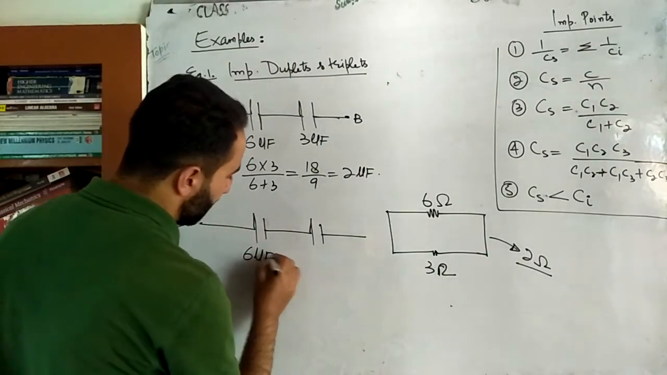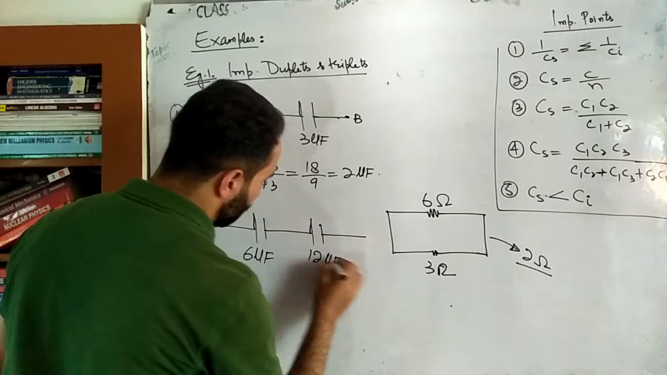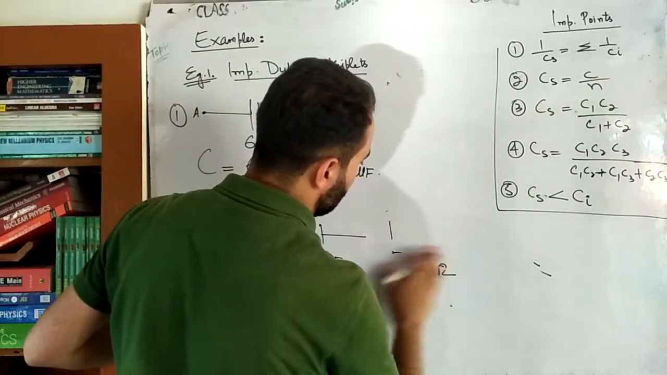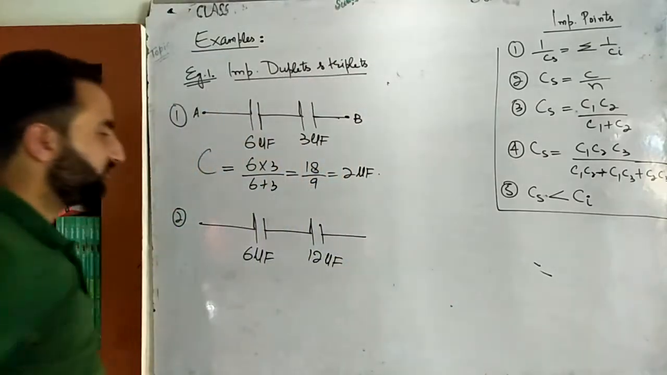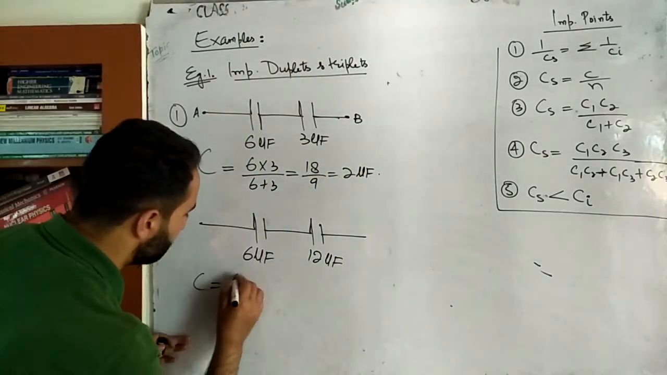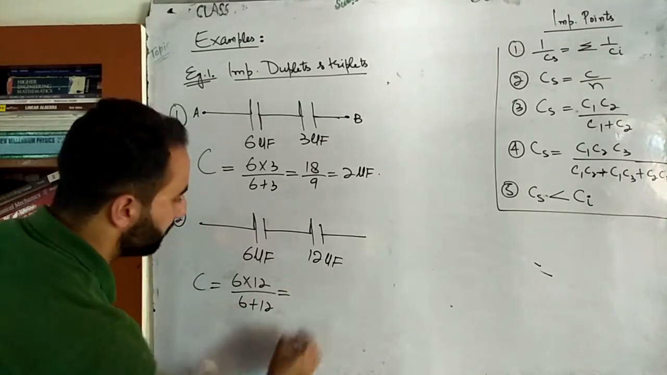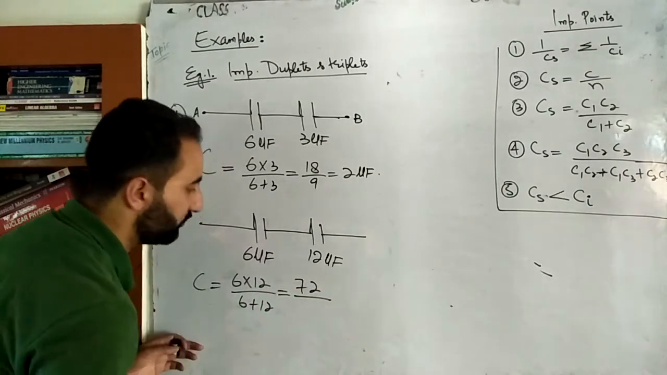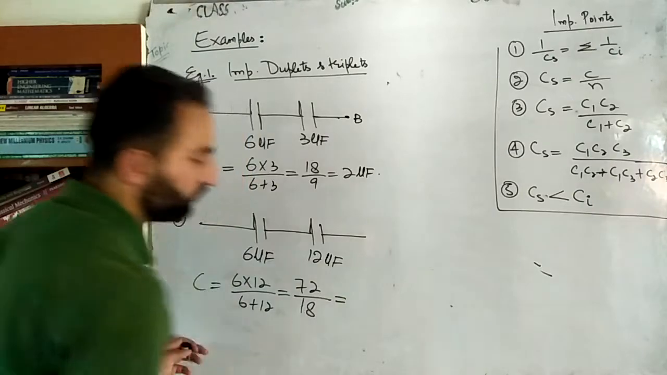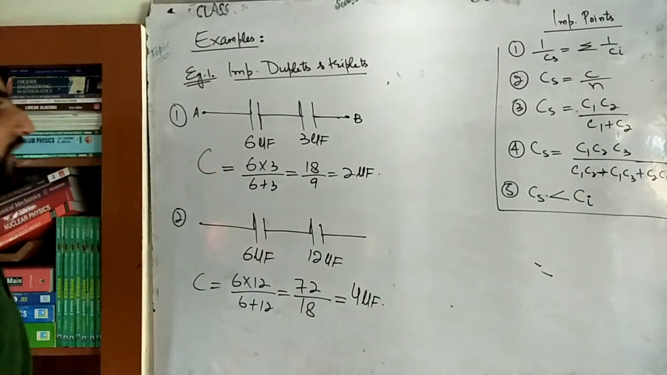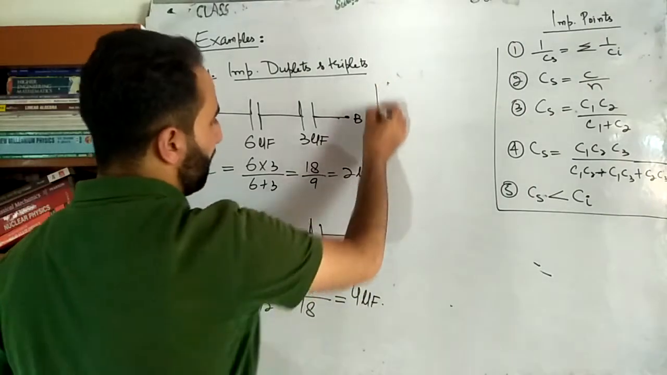Here it is 6 microfarad and here it is 12 microfarad, and again the question is to calculate the equivalent capacitance, this time not the resistance. So 6 and 12, C will be 6 into 12 divided by 6 plus 12. 6 into 12 is 72, 6 plus 12 is 18, and 18 into 4 is 72, so the answer will be 4 microfarad. Okay, beta? So 6 and 12.